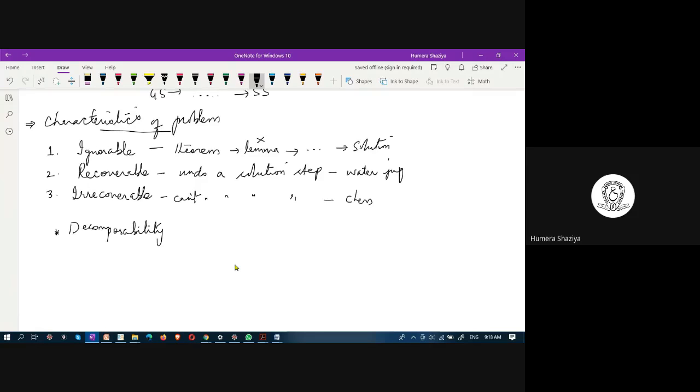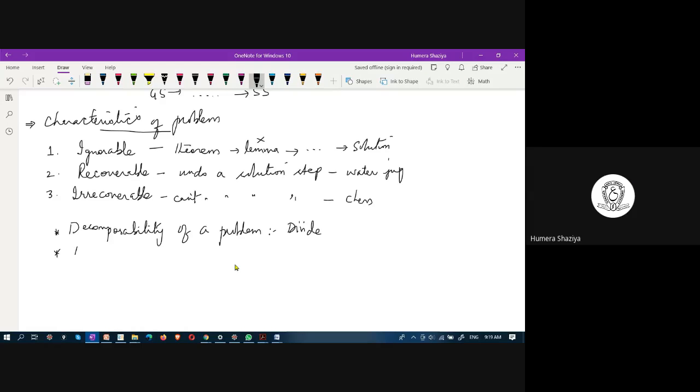You're right. Decomposability of a problem is one of the characteristics. What do you mean by decomposing? Breaking the problem. Yeah, dividing the problem into small steps such that solving each step and then combining those steps to find the solution. That is decomposability of a problem. Some problems can be decomposed, whereas others might not be decomposed.